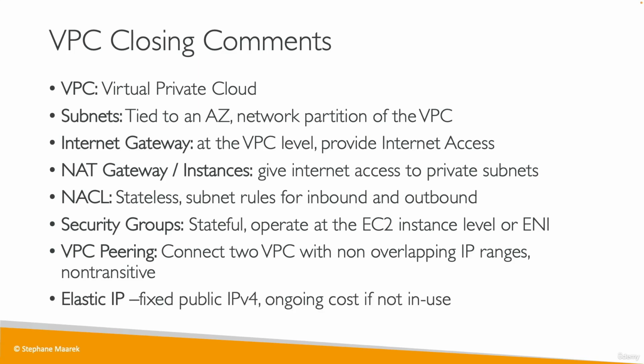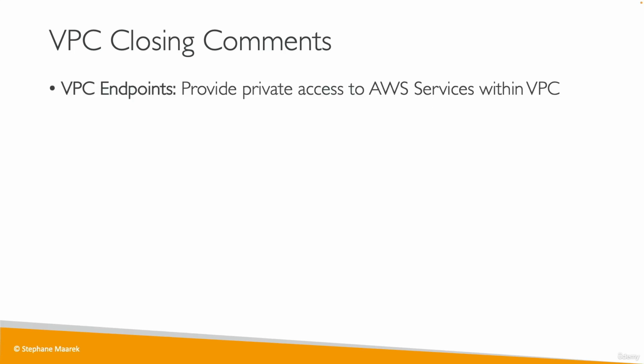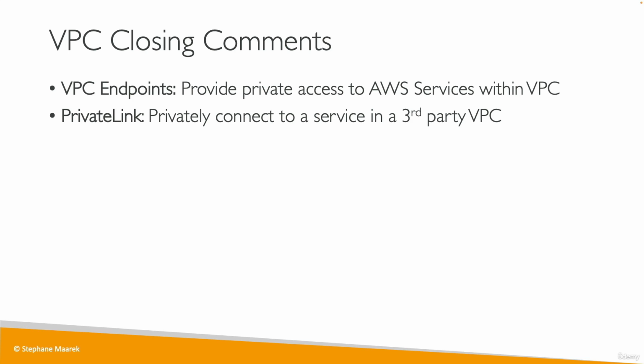We have also learned about elastic IPs, which are fixed public IPv4 addresses that will have an ongoing cost if you're not using them. Next we have VPC endpoints, and that's to provide private access to any AWS service within your VPC. And if you wanted to establish a private connection to a third-party service in a third-party VPC, you could use PrivateLink.